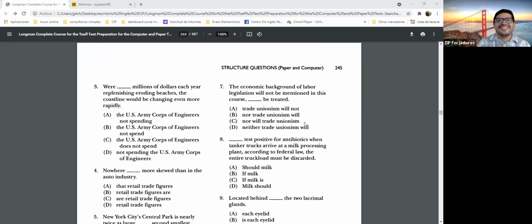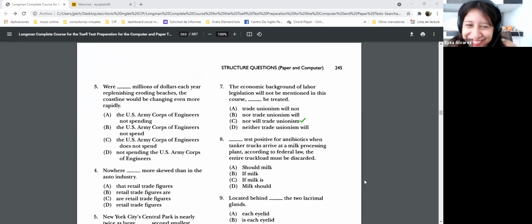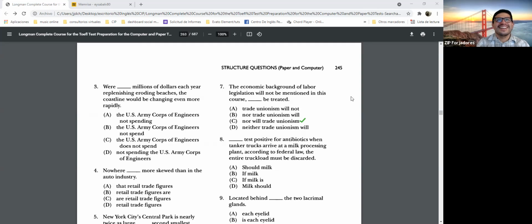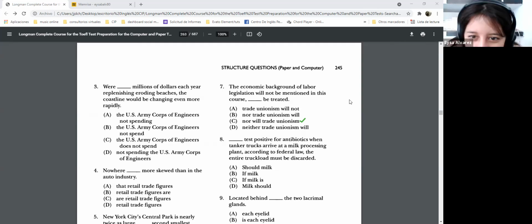Very good. Okay, interesting. And why? Let me check. Economic is the subject. "Will not be" is the action: will not be mentioned in this course. So actually I need to use the negative expression.